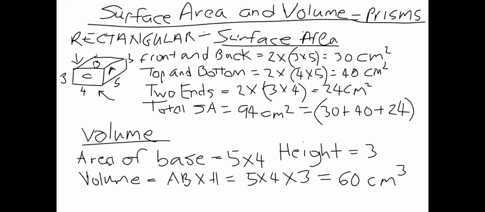Now the 2 ends, we're going to call that the C side, and that's 3 times 4. So now we have both of them, which is the 2 ends. We can see the arrow pointing to those 2 ends. 2 times 3 times 4 would be equal to 24 centimeters squared. So for the total surface area, we're just going to use SA for now. SA is the same as surface area.